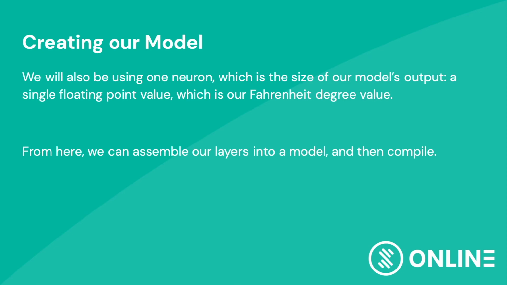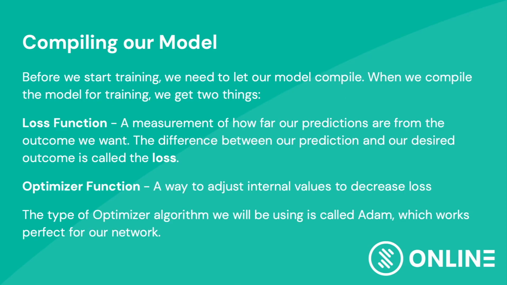When we're done with this, we can assemble our layers into a model and compile it. When we compile our model, we get two things. We use something called a loss function. It's a measurement of how far our predictions are from the outcome we want. The difference between our predicted and our desired value is called loss. So it's basically how wrong it was, right? The reason we need to know this is so the model can say, oh, I was this far away from the actual value. Let me try doing something a little bit different to see if I can get closer. It goes back and forth over and over, trying to get closer to the actual value.